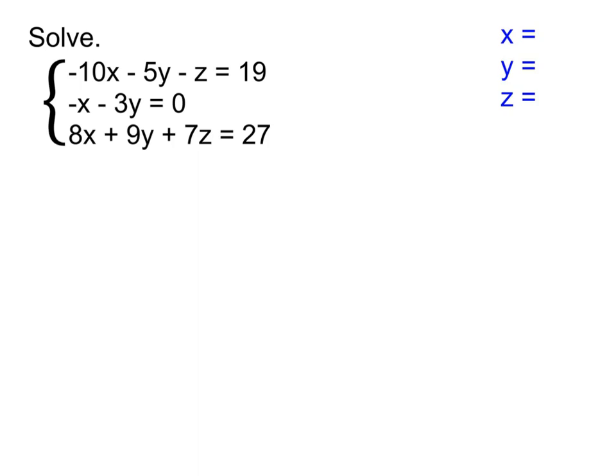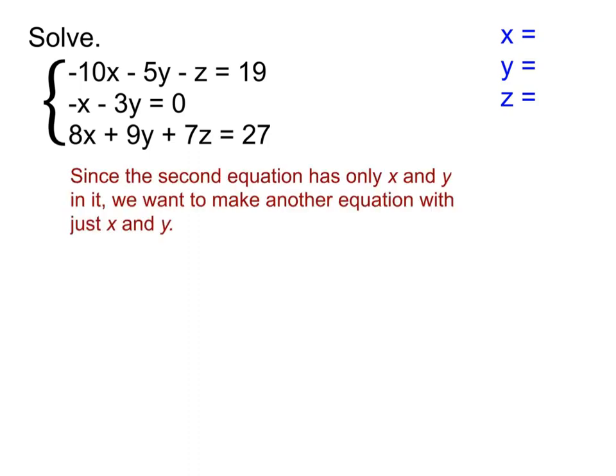Now, as you are venturing forth and making your first step, be planning ahead, doing a little bit of strategy. You'll notice here that the middle equation has only x and y in it. We're going to try to use that to our advantage. So what we're going to do is we're going to try to make another equation that has just the x and y in it. So make that your goal here. You're going to create a second equation that has x and y.